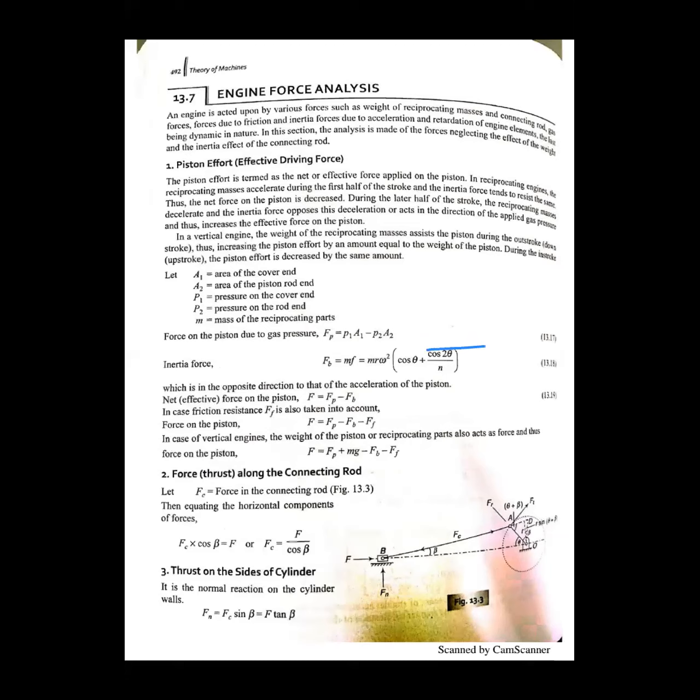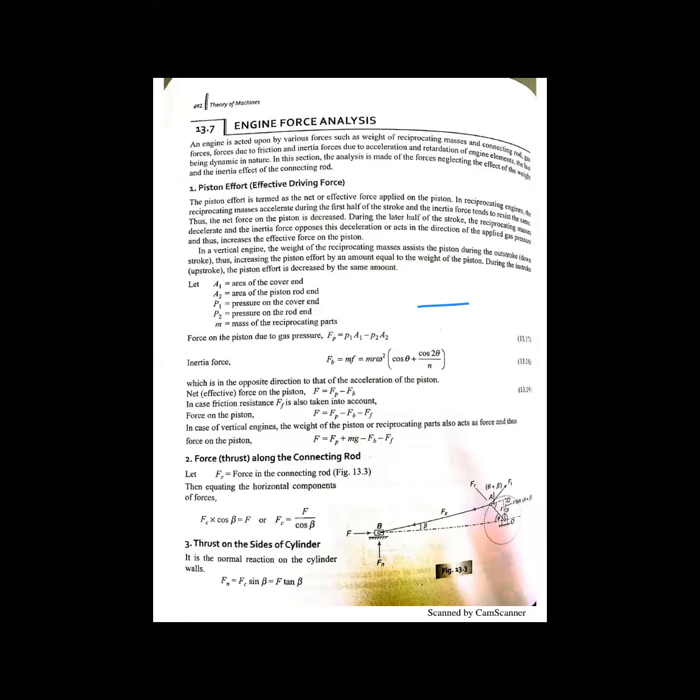Now we will write the net force on the piston. The net force on the piston, represented with capital F, equals Fp minus Fb. Fp represents the force on the piston due to gas pressure, and Fb means the force on the piston due to inertia forces. That is our net force on the piston.